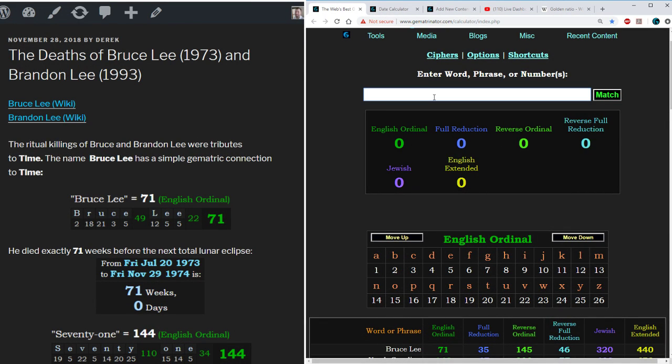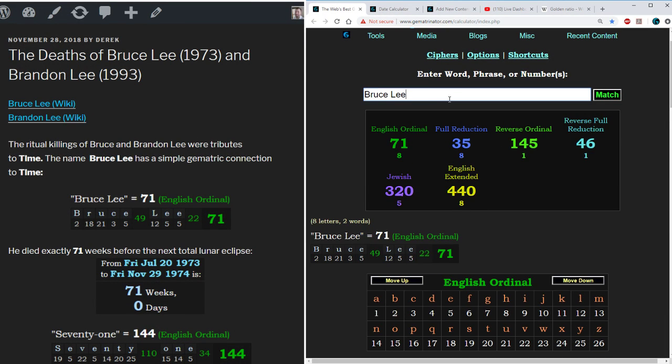Using the standard alphabetic order, the name Bruce Lee has a gematria value of 71, B the second letter, R the 18th, U the 21st, and so on. Bruce Lee sums to 71.